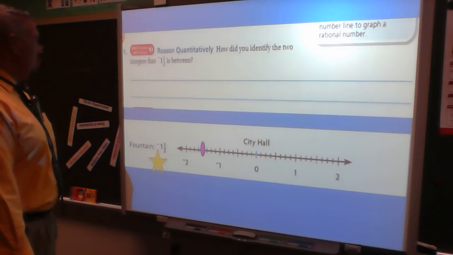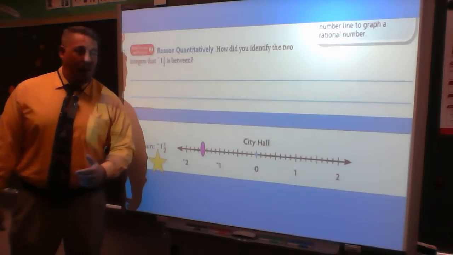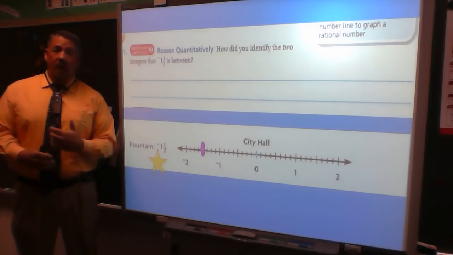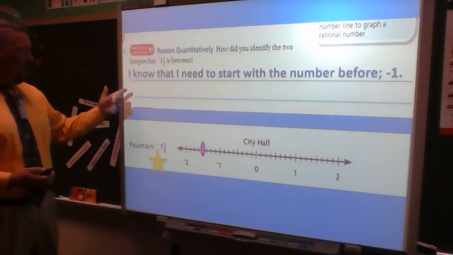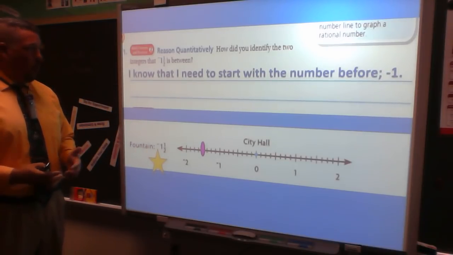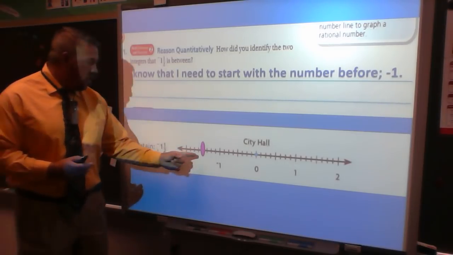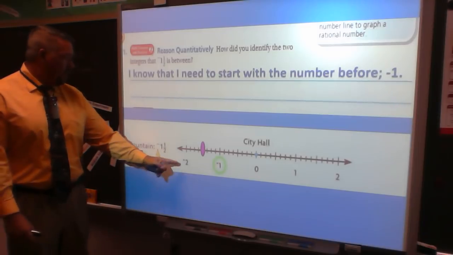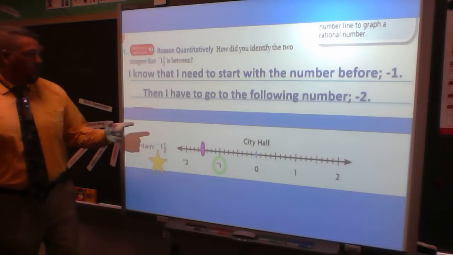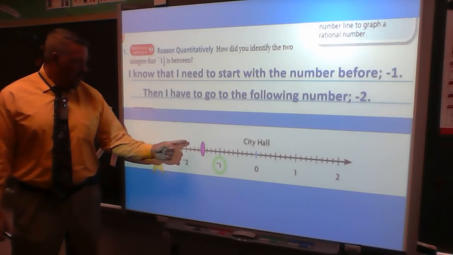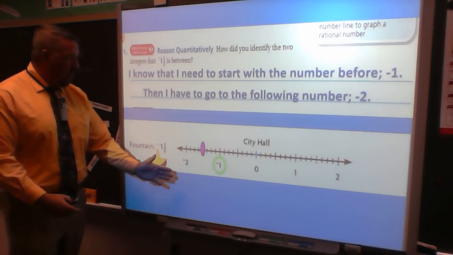All right, so what about these questions? How did you identify the two integers that -1.5 is in between? Well, basically what it's saying is, what did you think about? Well, I know that I need to start with a number that's before -1, right? Now when I say before, if I think about my number line, before is over here. It's my -2. Then what do I have to think about? Well, then I have to go to the following number, the -2. So it has to be between the -1 and the -2.